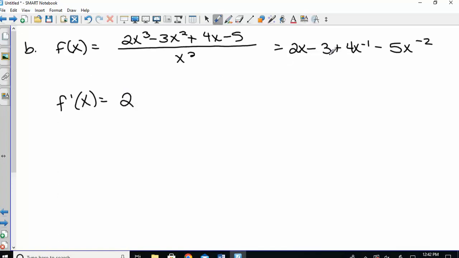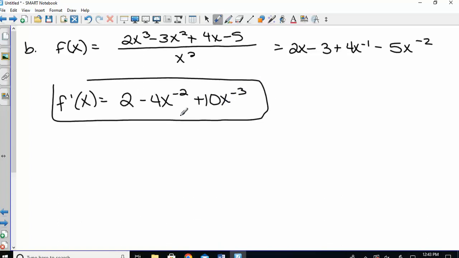So derivative of 2x is 2. 3 is constant, so that goes away. Bring your 1 down, so minus 4x to the negative 2 plus 10x to the negative 3. Remember, in general, any simplifying you can do ahead of time tends to lead to a nicer answer.